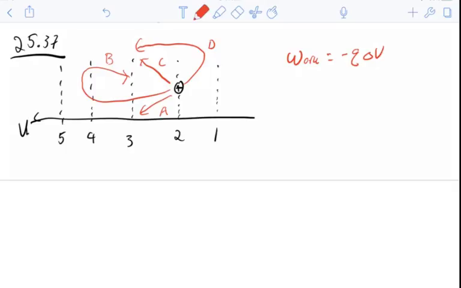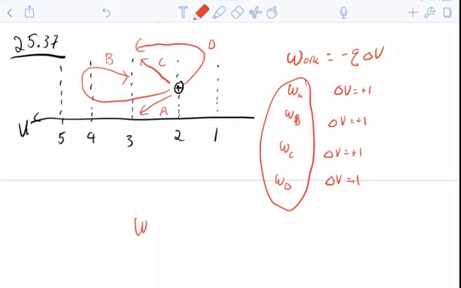But in each of these cases, A, B, C, and D, the change in potential is just equal to +1. So in all these cases, the work is going to be the same. Isn't that wicked?